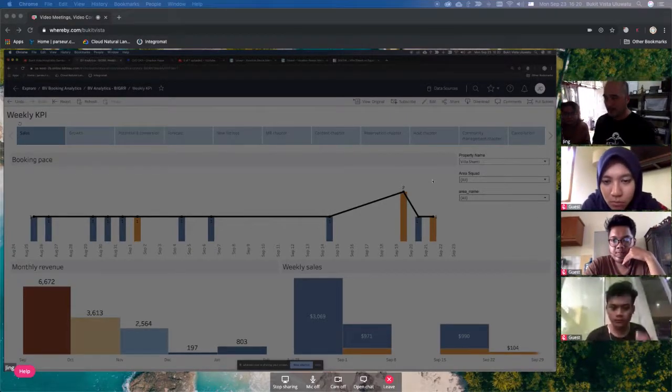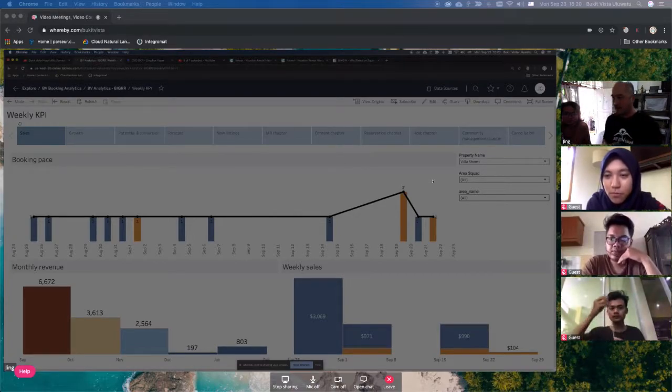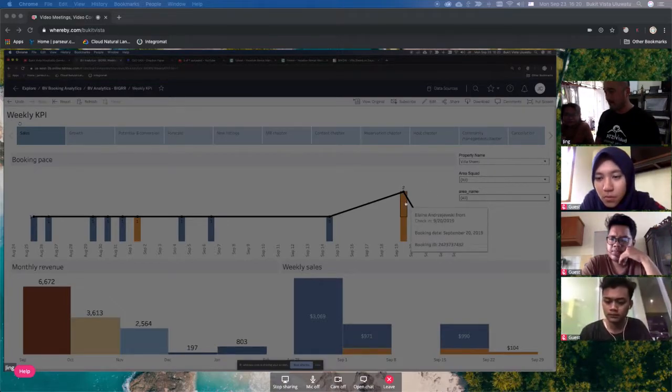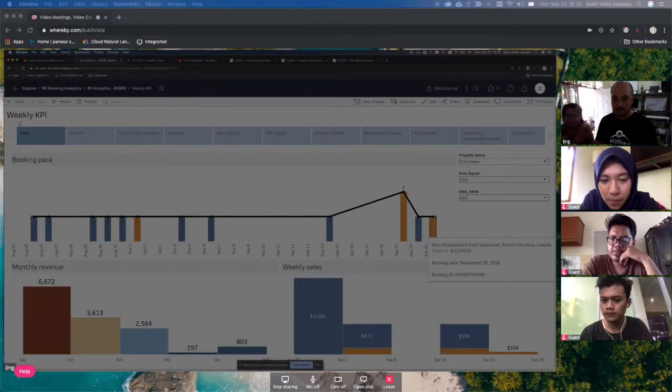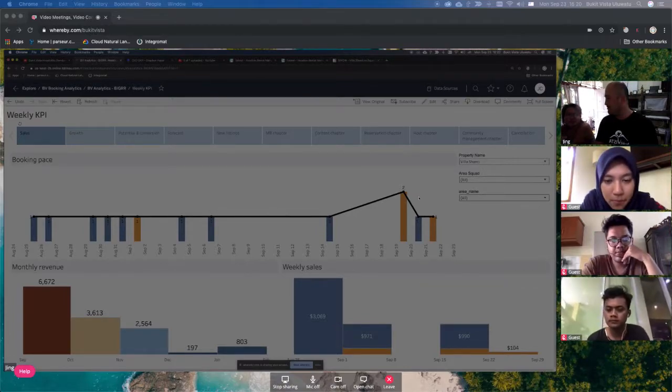So let's go over to Vita. Vita, how do you feel about the booking pace right now? Is it okay? Is it not okay? How is the booking pace looking for Villa Shanti? It's not okay. Okay, why is it not okay? Because minimum you have to have 3 bookings per day, or 6 bookings per day. Why do you say 6 bookings a day?